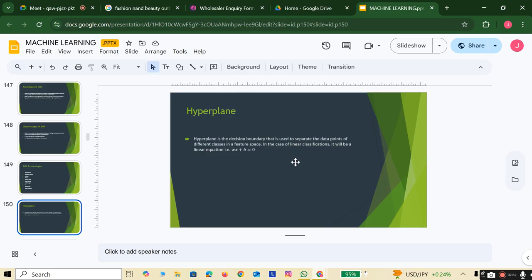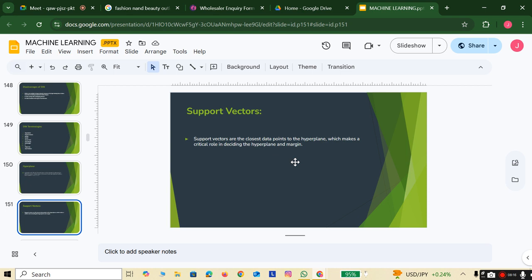So hyperplane, think of this as a straight line that tends to separate classes of different data points. For example, in a class of ladies and gents, if you separate them using an empty space in the middle of the class, that empty space can be referred to as a hyperplane.